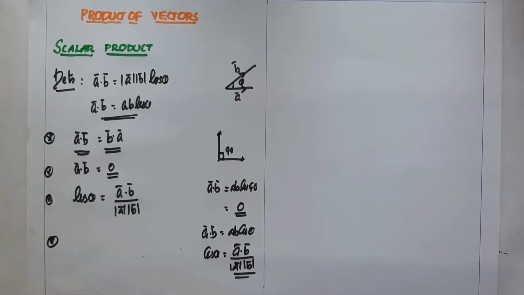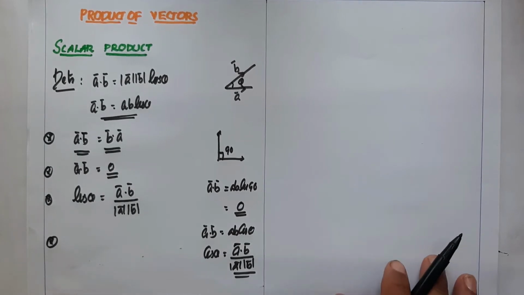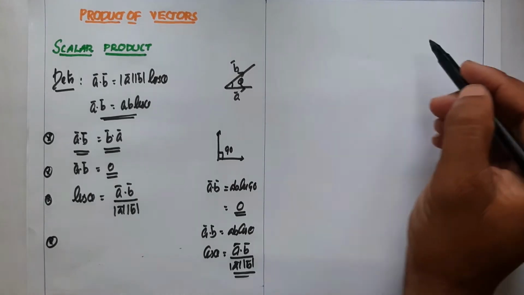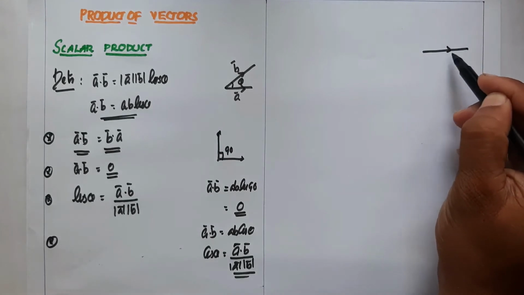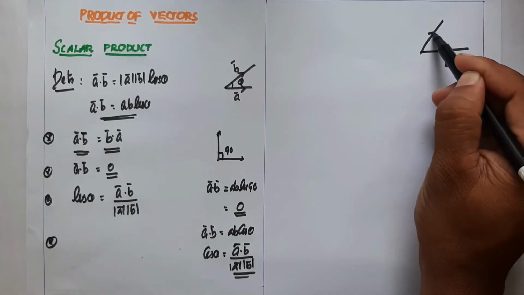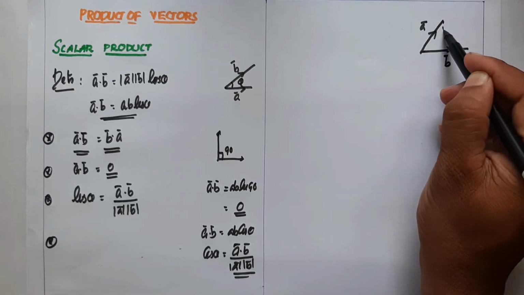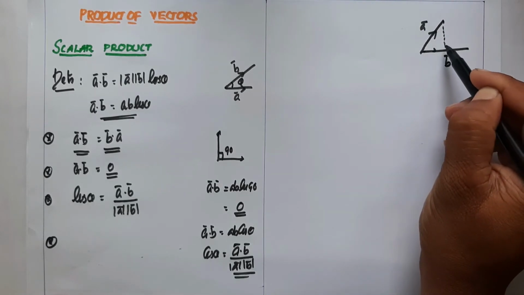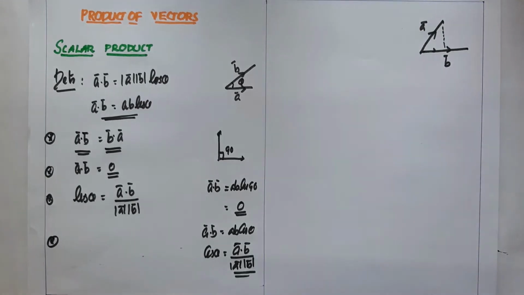Now the fourth property is projection of vector A on vector B. Suppose this is vector B and this is vector A. What is the projection of vector A on vector B?